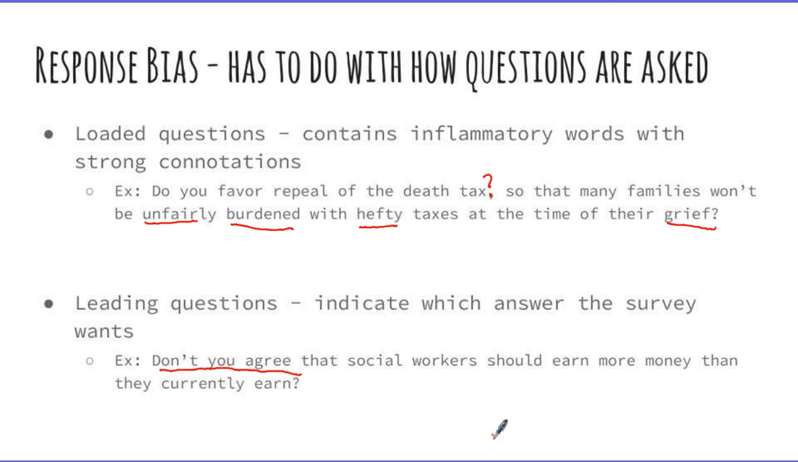Then we have leading questions, which indicate which answer the survey wants. Don't you agree? People in human nature, they want to agree. So if you ask them a question, don't you agree? Unless they have really strong feelings about something, they're probably just going to be like, yeah, I agree, just because it's easier. They don't want confrontation.